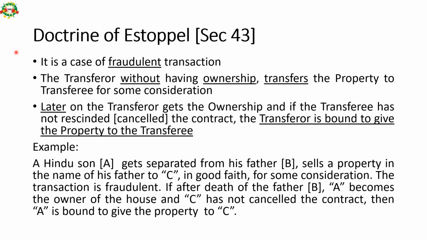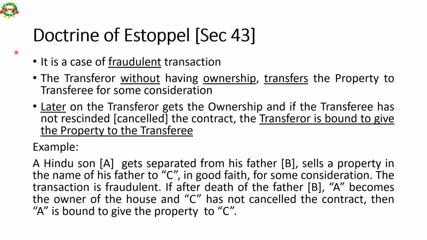For example, a Hindu son A gets separated from his father and sells a property in the name of his father to C in good faith for some consideration. The transaction is fraudulent as of now. But if after the death of the father, A becomes owner of the house and C has not cancelled the contract, then A is bound to give the property to C.